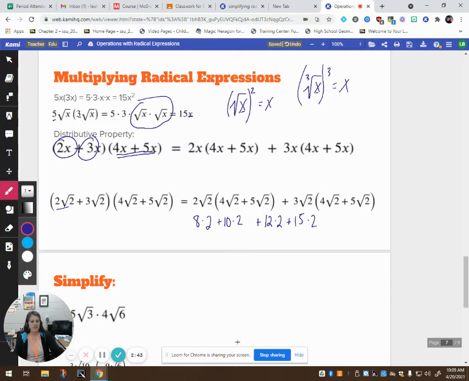So we do multiplication first, then addition. So I end up with 16 plus 20 plus 24 plus 30. That gives me a grand total of 50, 60, 70, 80, and 90. So when I multiply this out, my answer is 90.